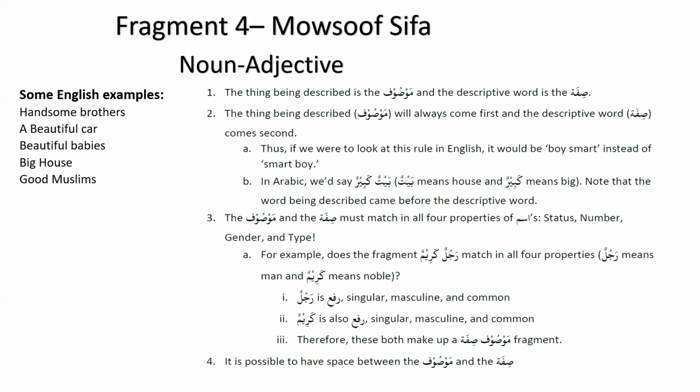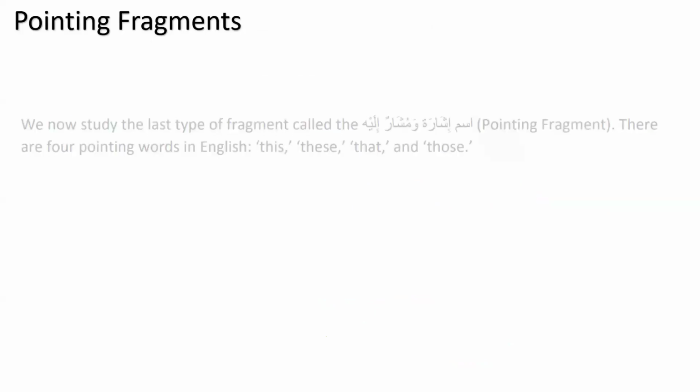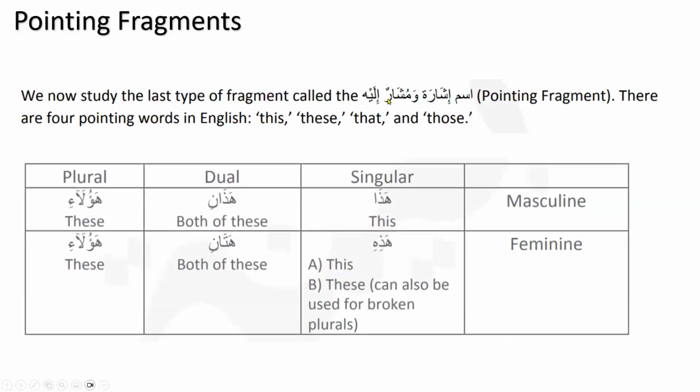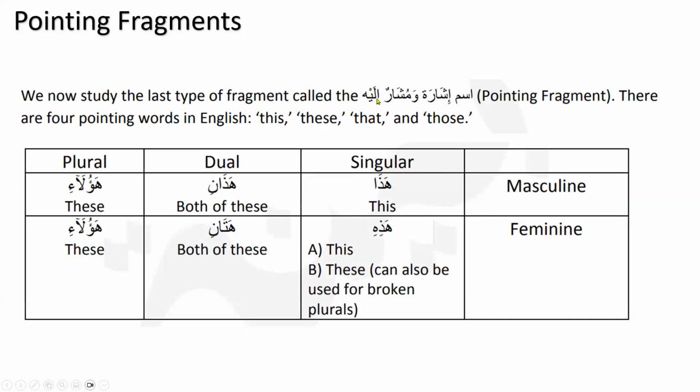But if you look at them grammatically, they are Mausuf Sifa, like Azizul Hakim, Ghafurur Rahim, Rahman Rahim. All these names look like Mausuf Sifa, and they are Mausuf Sifa grammatically, but not in the meaning. Then we talked about pointing fragments last week, and there are two types of pointing fragment.